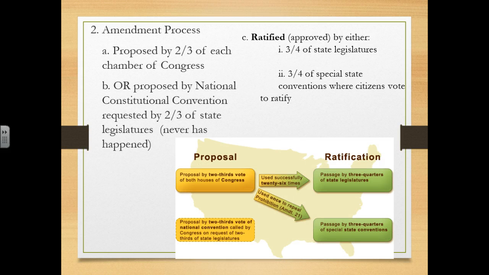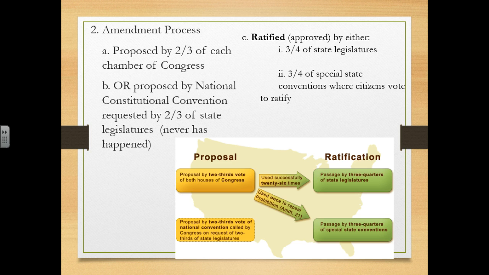The amendment process is outlined in the Constitution as well. You can see here on the bottom right-hand side of your screen the actual process, and I've written it up here in the notes. The one that has happened every time is A, proposed by 2/3 of each chamber of Congress. This is actually pretty difficult to do. So there have been a lot of them proposed throughout history, but very few that have actually met the requirement of 2/3 of each chamber of Congress.